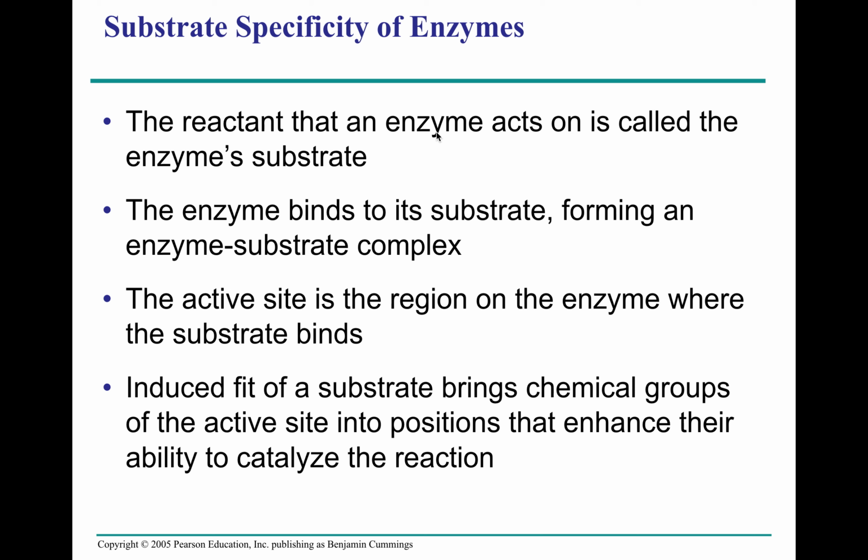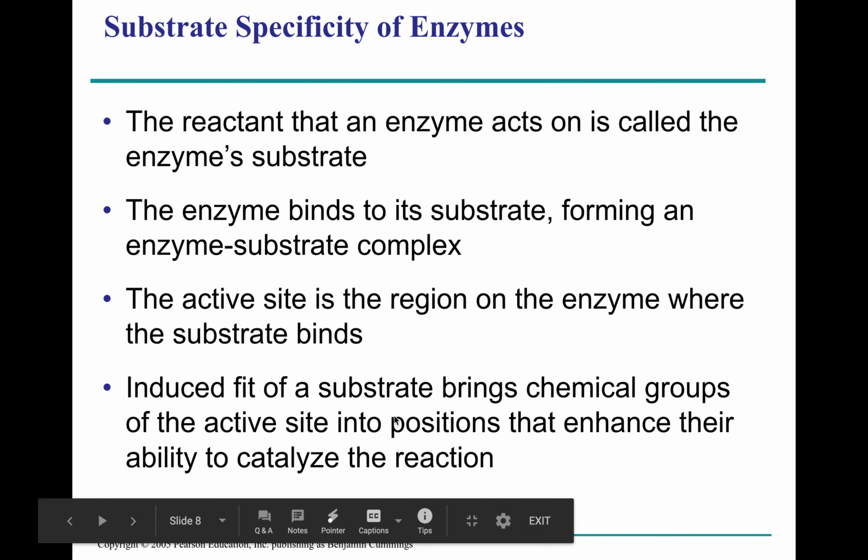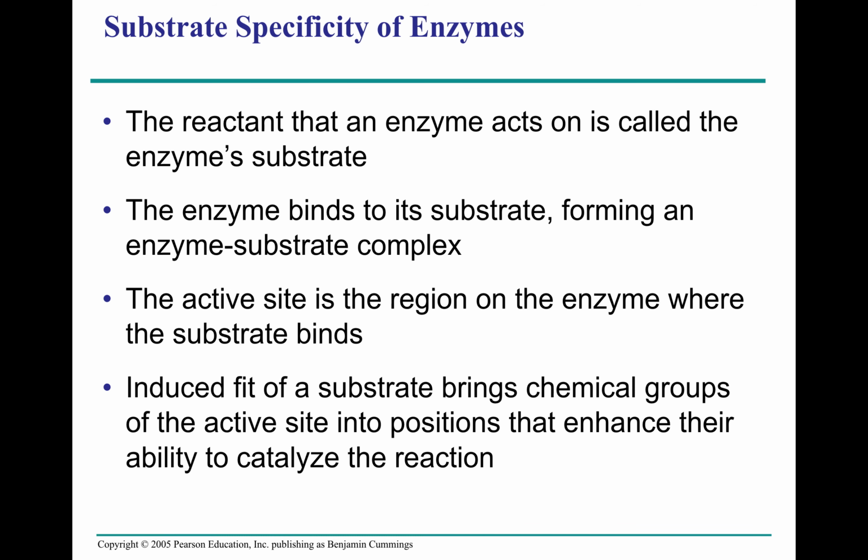So the reactant that an enzyme acts on is called the substrate. And the enzyme binds to the substrate to form the enzyme substrate complex. How imaginative. Now, where do they bind? They bind at the active site. Active site is the region of the enzyme where the substrate binds. And because of the binding, in the three-dimensional state, it enhances the interaction between the substrates.